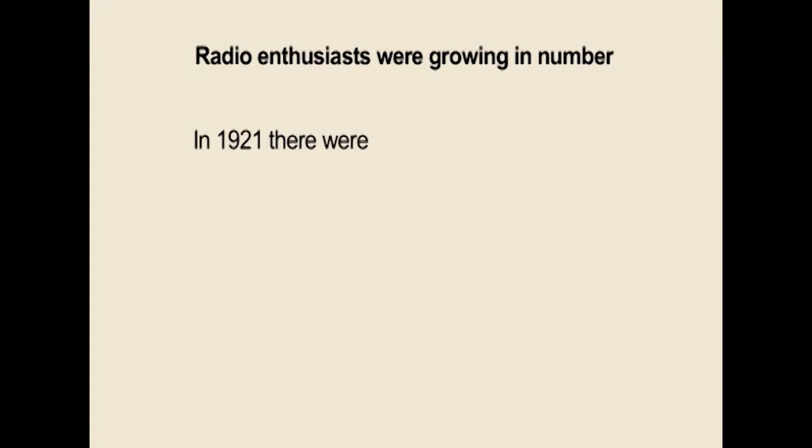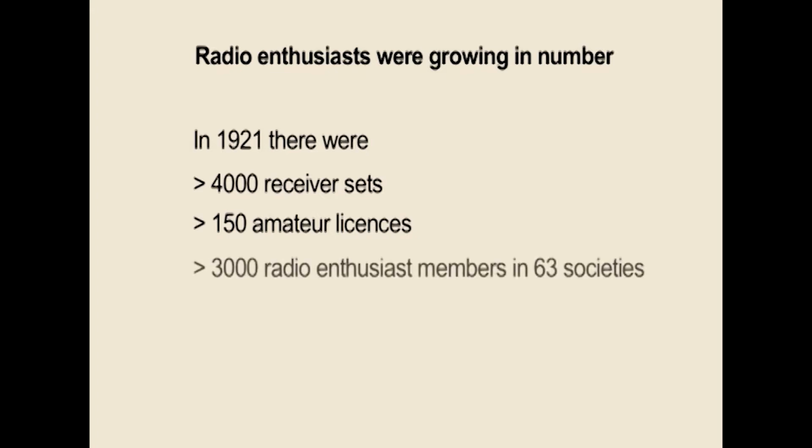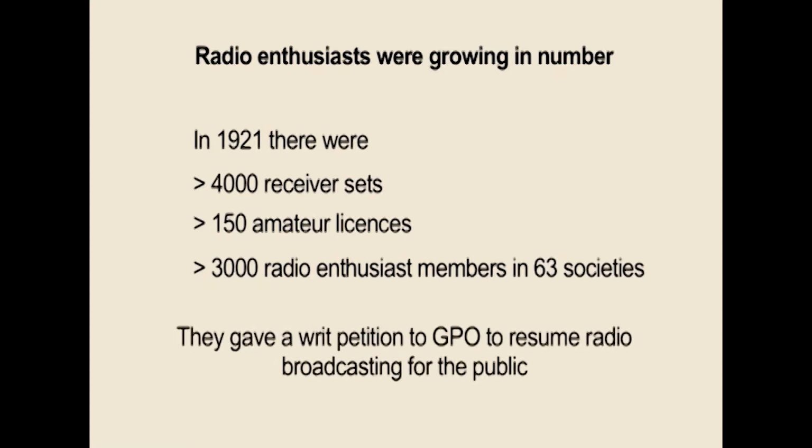But by then, by 1921, actually there were 4,000 receiver sets in the whole of England, which is not a big number, but there were 115 amateur licenses. That means amateurs who could do their own little broadcasting, and 3,000 radio enthusiasts who had formed societies or groups, and there were 63 such societies. So they started putting pressure on the GPO, which is their Information and Broadcasting Ministry, to resume the radio broadcasts for the public, because they wanted to listen to radio.